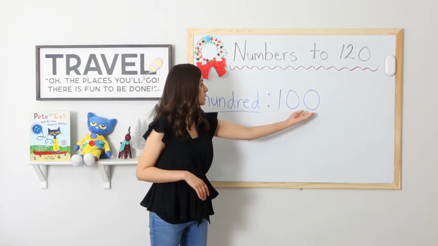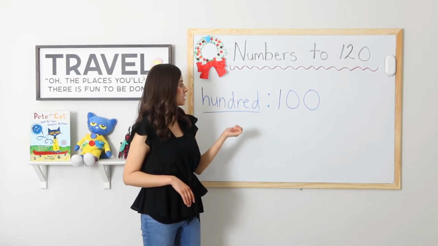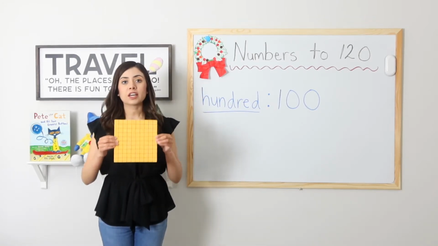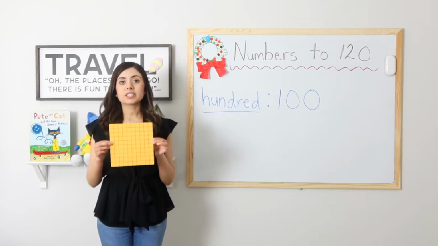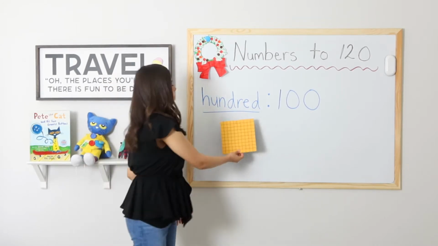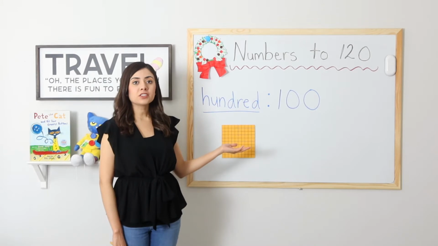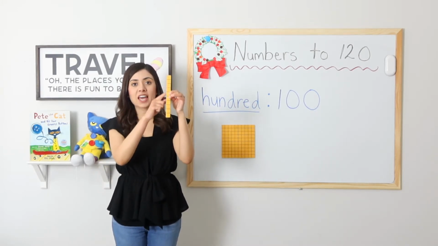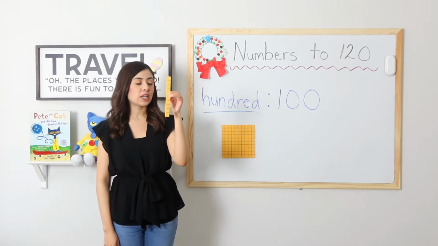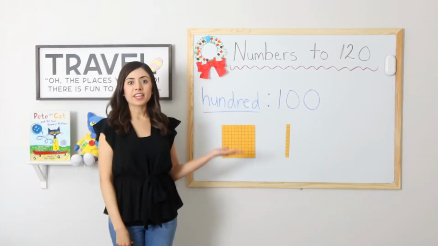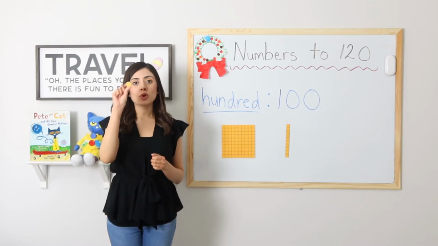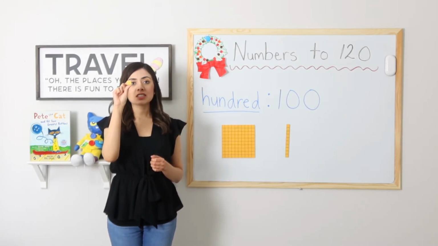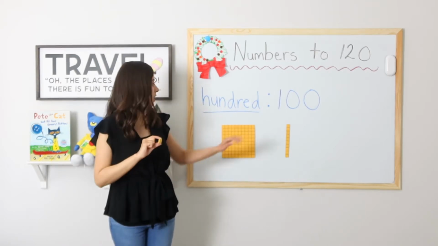We have our ones, our tens, and our hundreds. So here we have a representation of a 100. This is called a hundreds flat. A hundreds flat is made up of 10 rods, okay? So 10 of these will make 100. A hundreds flat is made up of 100 single units. So 100 of these little squares make up a hundreds flat.